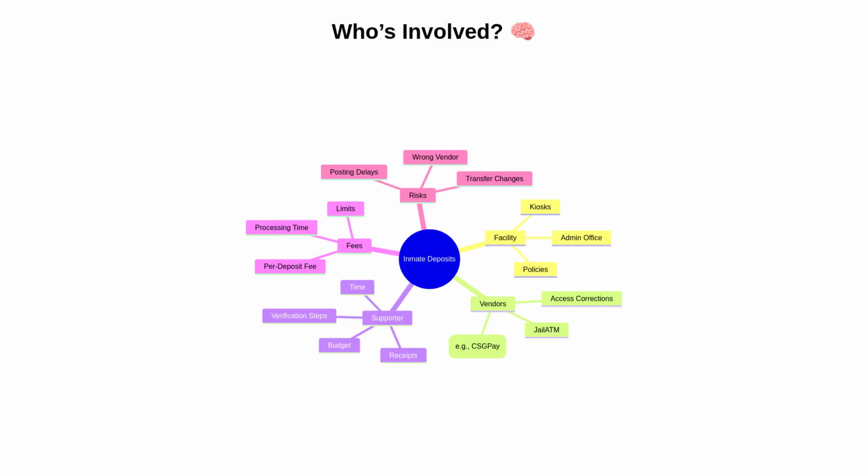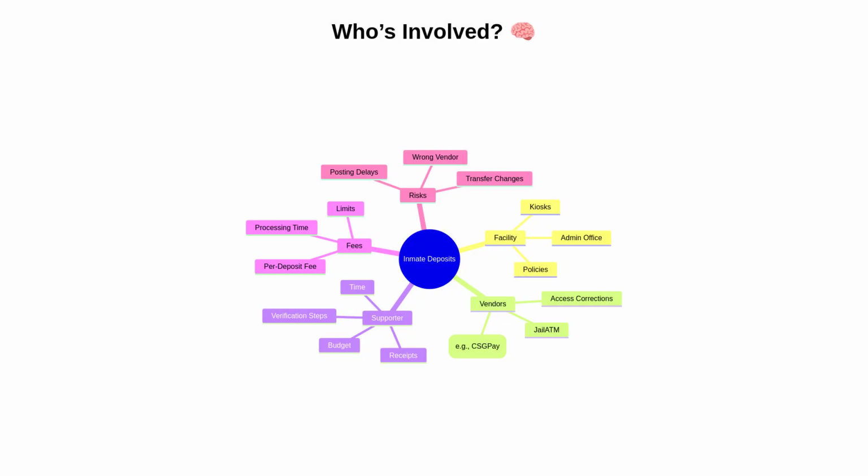This mind map places inmate deposits at the center and shows the major stakeholders and factors. On one branch, the facility includes the administrative office, local policies, and physical kiosks. Another branch covers vendors, including national portals and regional providers. The supporter branch represents your budget, time, verification steps, and receipt management. The fees branch highlights per deposit costs, limits, and processing times.